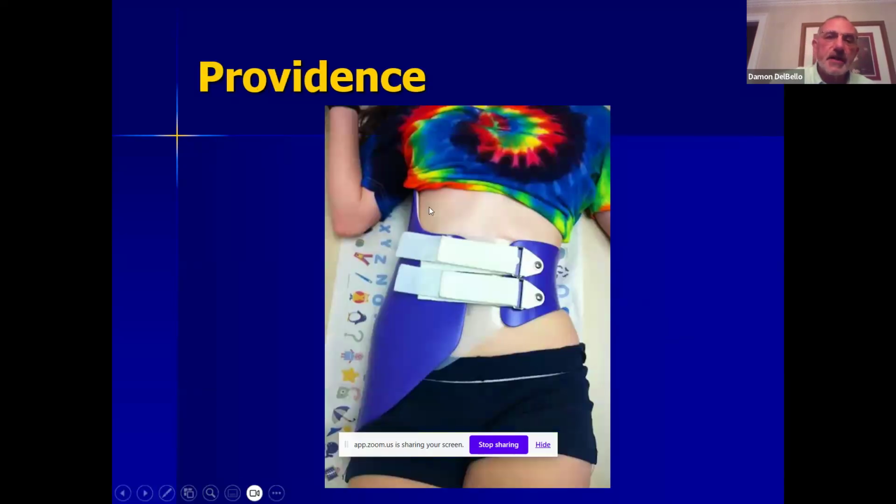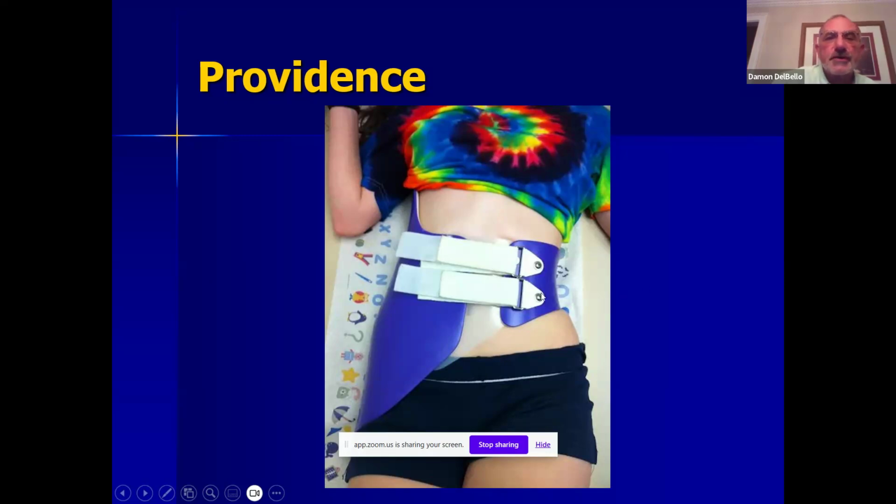This is the Providence night bending brace. What it does is it overbends the curve while you're laying down. It's used only at night. It's actually very effective, easily as effective as the Boston brace. But I find that it's effective for thoracolumbar and lumbar curves. Mid and upper thoracic curves, it does not do a good job.